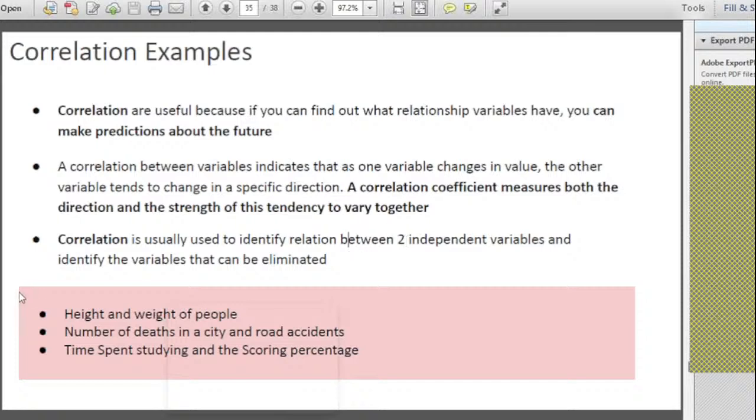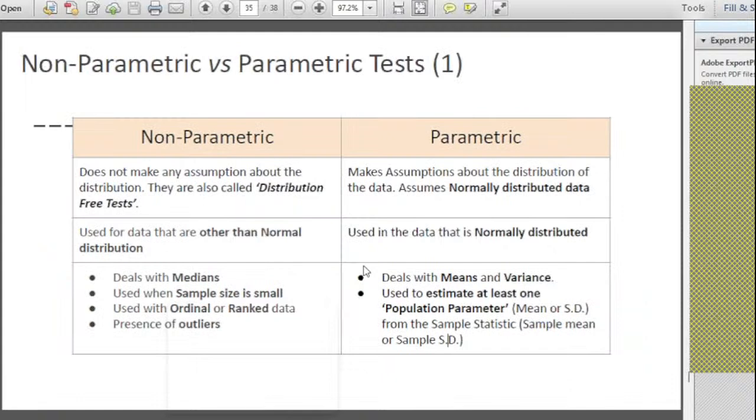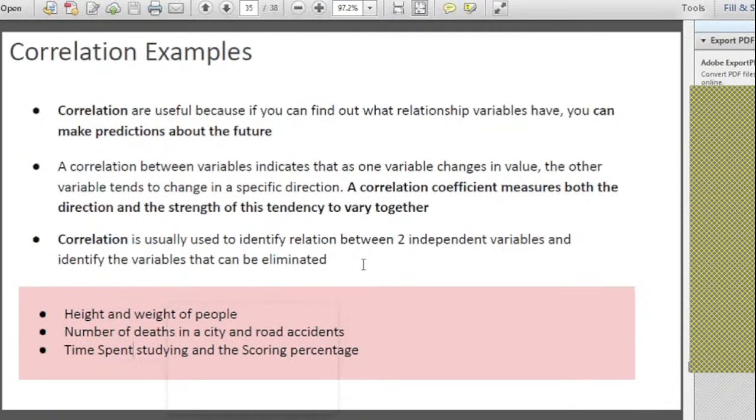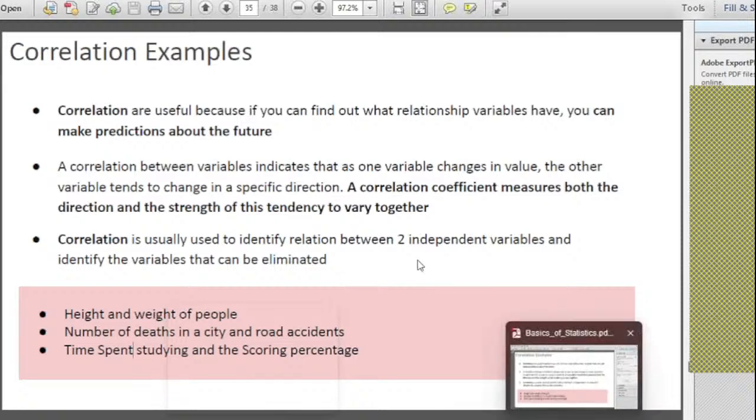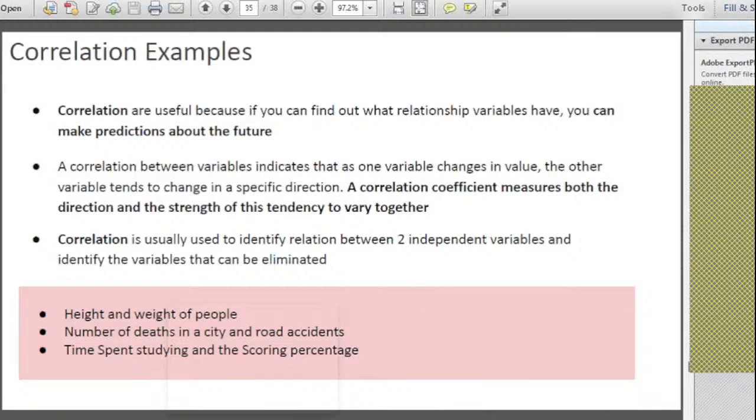Some examples of correlation: height and weight of people, number of deaths in a city and road accidents, time spent studying and scoring percentage. So these are some examples of correlation. Is correlation clear to all of you? Any questions related to correlation? Anyway, we are going to do it in detail. If you don't mind, can you explain correlation just now?